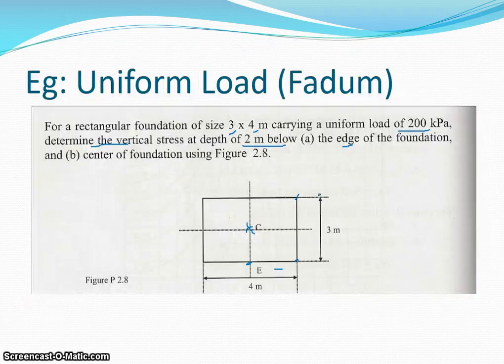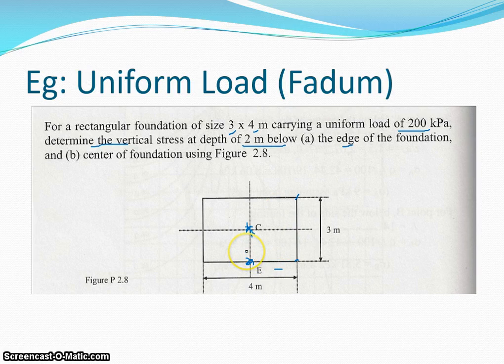So this is one example of the Fadum method. You are given a 3 times 4 meter uniform load with 200 kilopascal. This kilopascal means kilonewton per meter square. Then you are interested to know the vertical stress at 2 meters, first at the edge of the foundation, here at E, and another one at the center of the foundation, point C. Let's solve for E first.